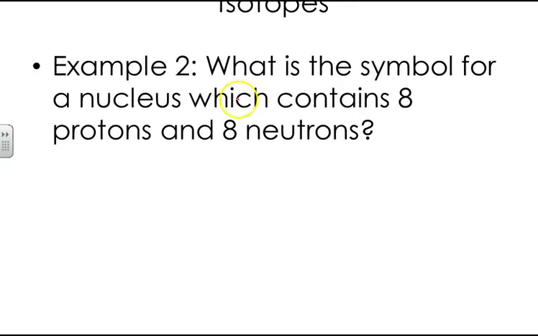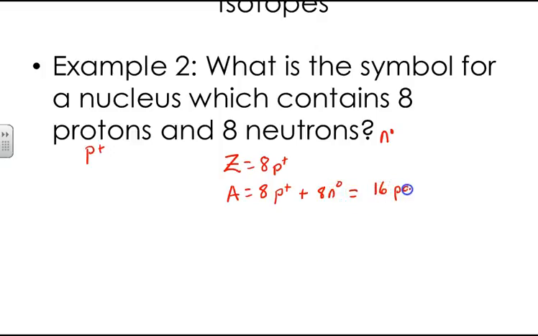Okay. Another example, what's the symbol for a nucleus which contains 8 protons and 8 neutrons? So we have 8 protons, that means atomic number equals 8, and mass number equals, let me put this symbol in, 8p+. We'll let p+ stand for protons, and n0 stand for neutrons. So we've got 8p+ plus 8 neutrons. That's going to be a total of 16 particles.